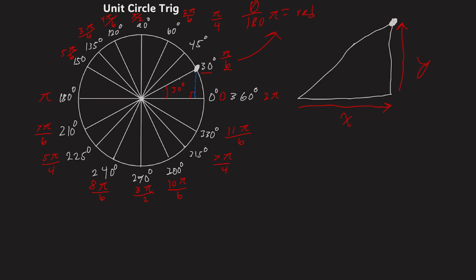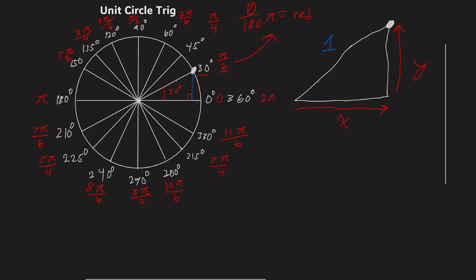We already have two important pieces of information about this triangle. We know the radius of the circle is 1, which means this distance on my unit circle is exactly 1. Therefore, my hypotenuse of this triangle is 1. And I also know my angle measure. This angle on the left-hand side is going to be 30 degrees, okay?